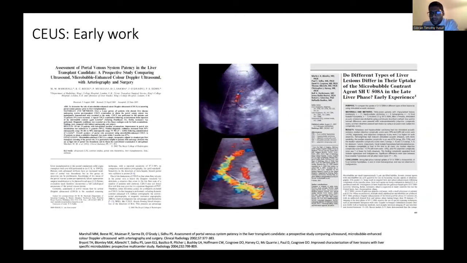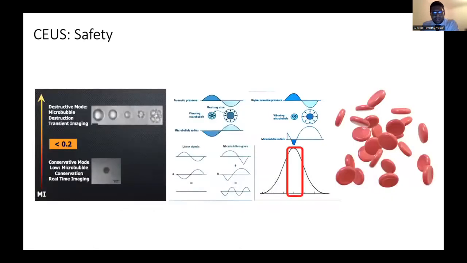So you were using what's known as destructive mode. You were bursting the bubbles, trying to get that flare, as opposed to what we do now, which I'll come on to. But obviously, it was taken one step further. Once you can assess vascularity, you already understand the pathological patterns of things like lesions. Can you then assess the vascularity within the lesion?